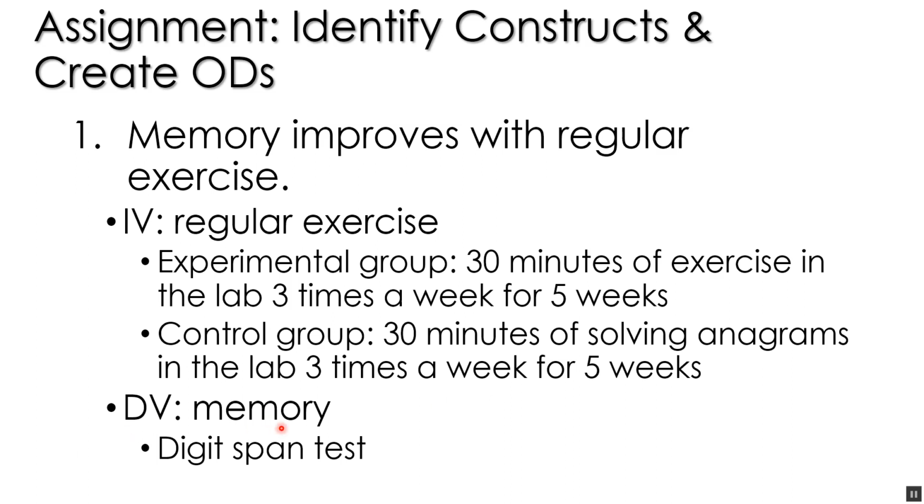And then we need to measure memory. A common way to do that is with a digit span test, where you give subjects a series of digits, 7, 2, 8, 1, 6, 5. You wait a specified number of seconds, and then you ask the subjects to repeat them back. The number of digits they get correct is their score. And this is a very, very common measure of short-term memory.